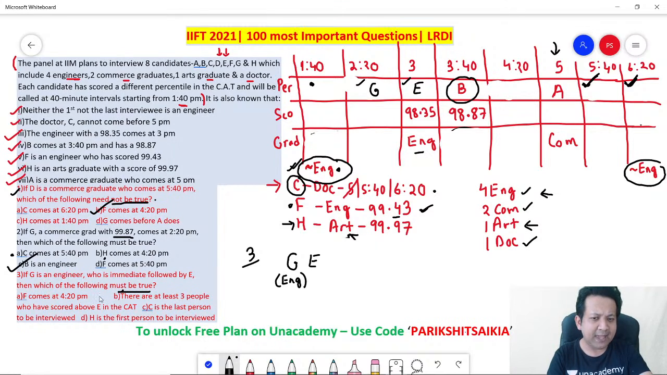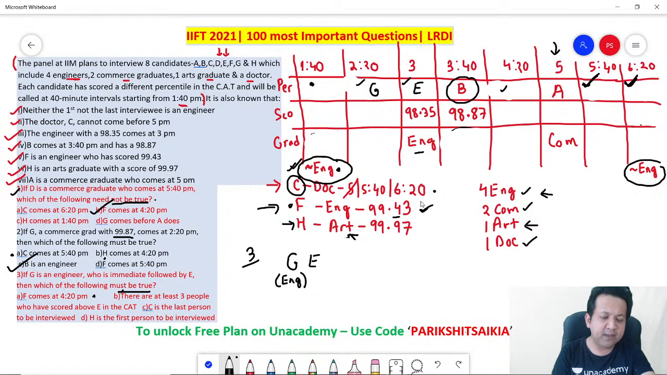Let's start. F comes at 4:20 p.m. Remember, F is an engineer. So engineers, not necessarily. He might come at 4:20 or he might also come at, let's say, 5:40, right? So need not be always true.